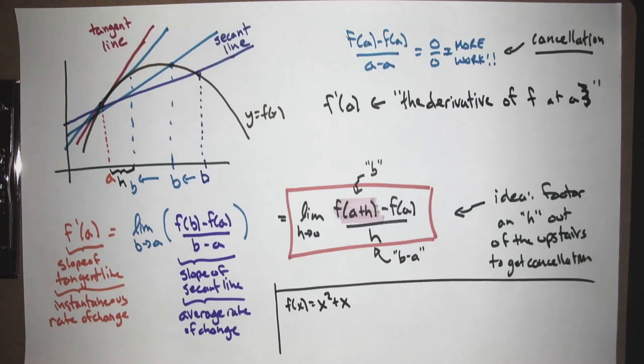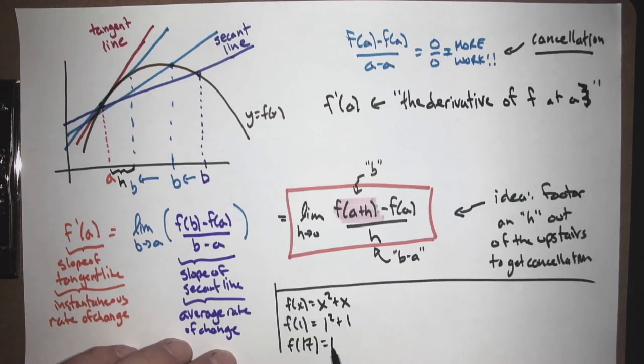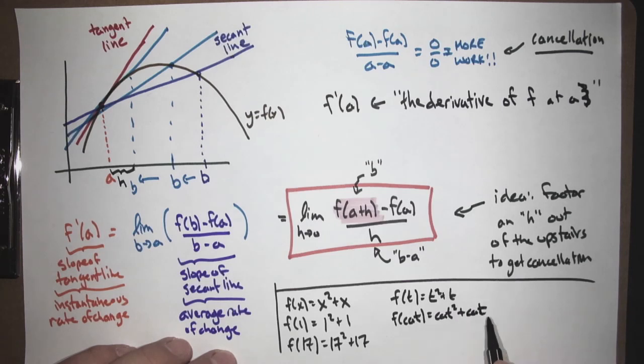Okay, I'm going to ask a series of questions. What's f of 1? Okay, 2, but what would you do? You'd plug in 1, right? 1 squared plus 1. How about f of 17? 17 squared plus 17. All right, f of t: t squared plus t. How about f of a cat? Cat squared plus cat, right? Whatever you have here, you just follow the rule.